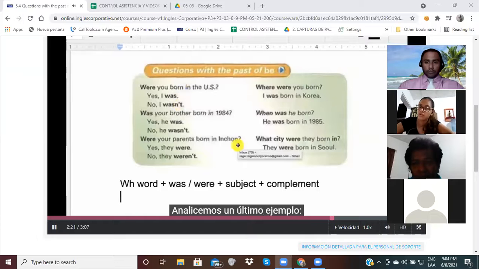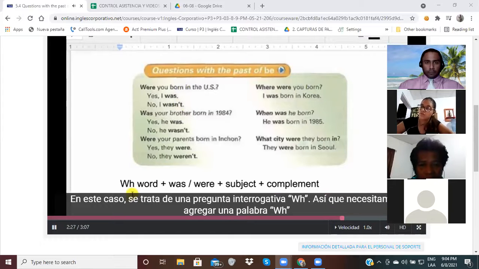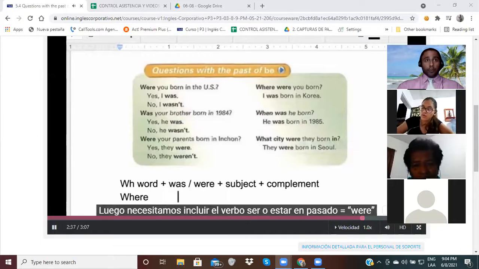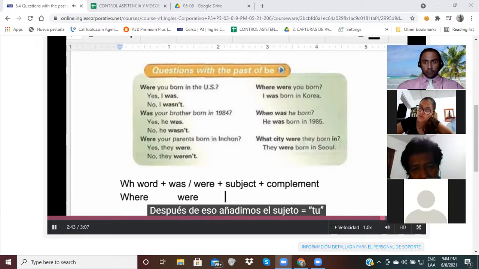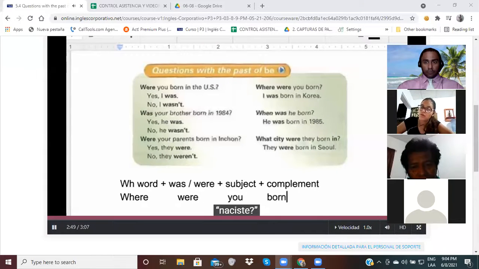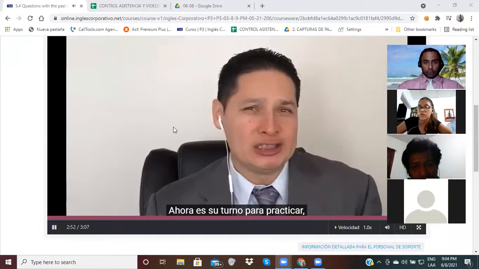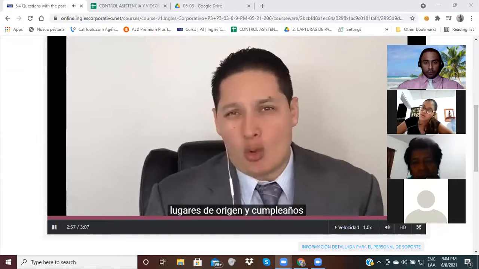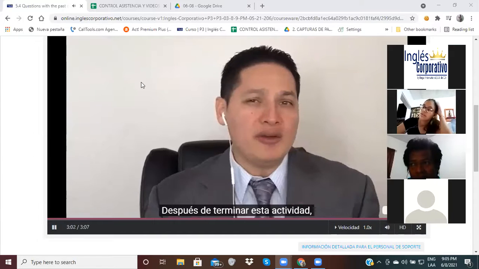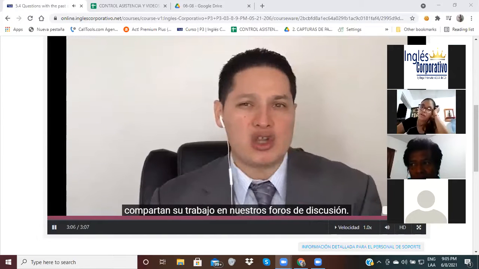Let's analyze one last example. Where were you born? In this case, this is a WH question, so we need to add a WH word. The first thing we need to do is to add a WH word. Next, we need to include the verb to be in the past, where. After that, we need to add the subject, you. Finally, we need to add a complement and a question mark. Born. Now it's your turn to practice. I would like for you to practice making questions about place of origin and birthdays, similar to the examples on the chart. After you finish this activity, share your work in our discussion forum.